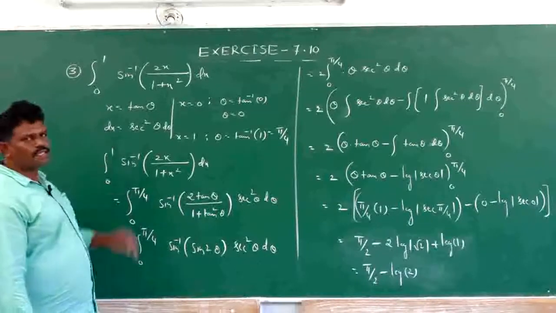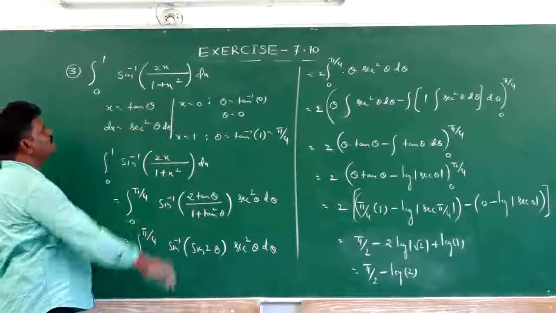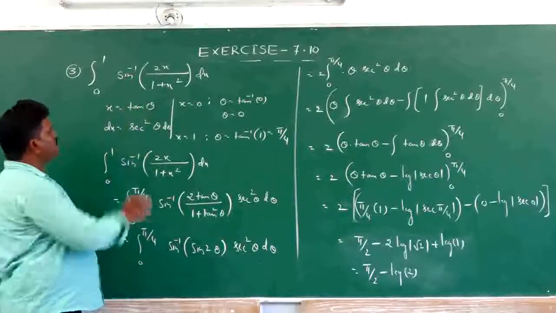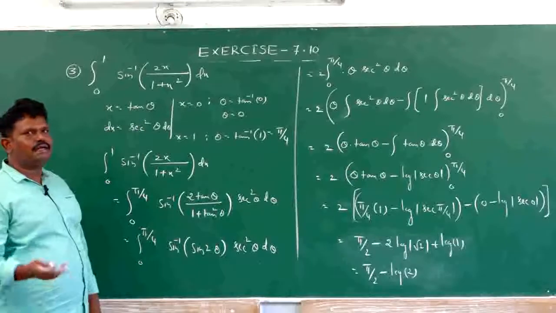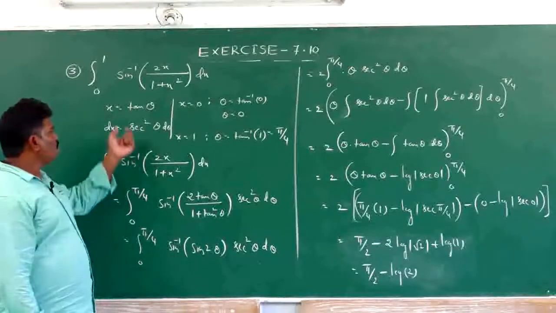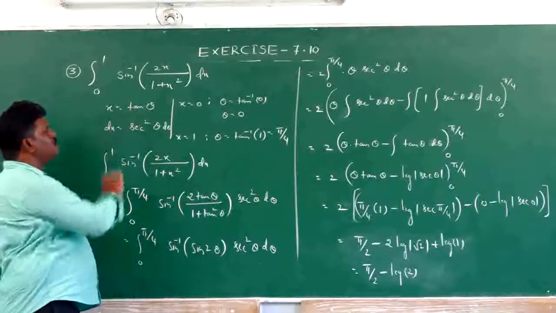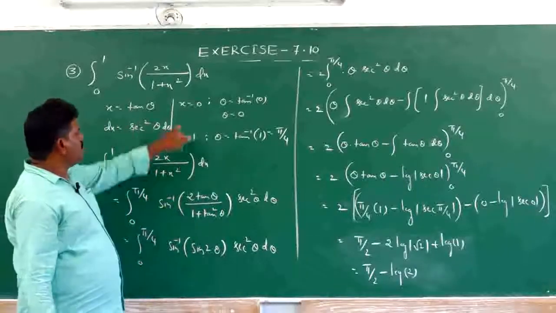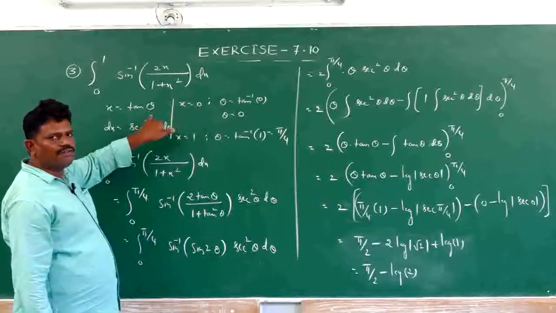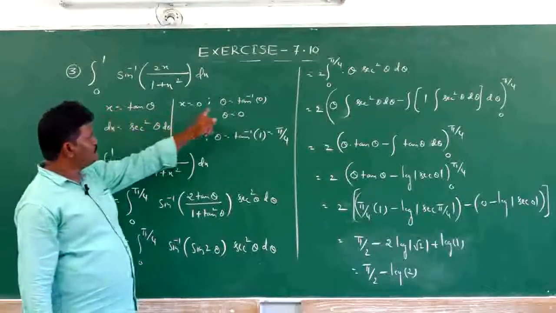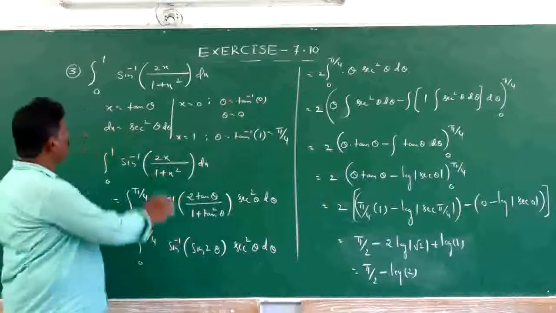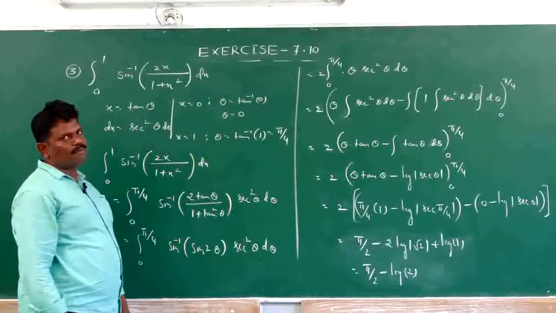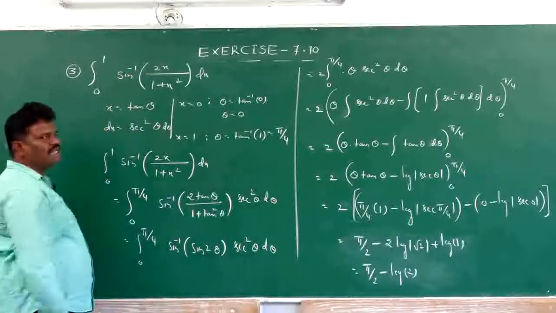Right, see the third question: integral 0 to 1 sin inverse of 2x by 1 plus x square dx. Now here if we take the substitution x is equal to tan theta, then theta is equal to tan inverse of x. Dx is equal to secant square theta d theta. Then we must change the limits. x is equal to 0, then theta is equal to tan inverse of 0, 0 value. Now x is equal to 1, upper limit, then theta is equal to tan inverse of 1, pi by 4.